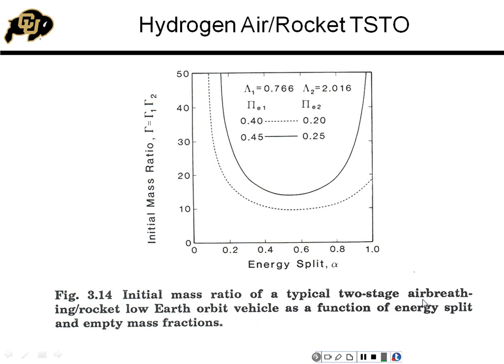So here's the hydrogen air rocket, two-stage orbit, and of course you see a number of things different, which you would hope because they're different systems. But this one is obviously skewed to higher alpha, so the first stage requiring more energy. And why do you think that is?